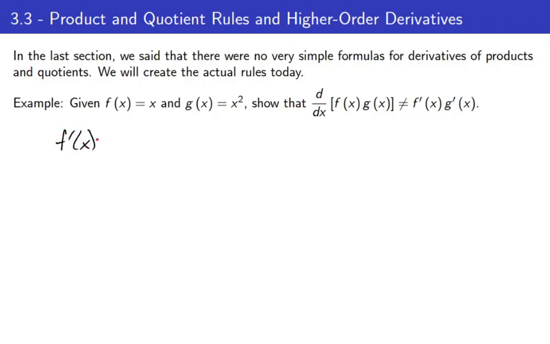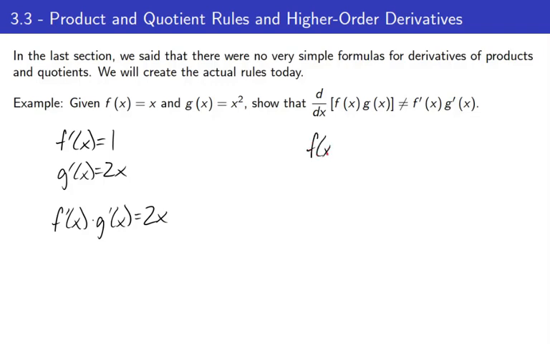If I take the derivatives of these two functions, the derivative of x is just 1, and the derivative of x squared is just 2x. So the derivative of these two functions is 1 times 2x, which is 2x. Now, that's the product of the derivatives.